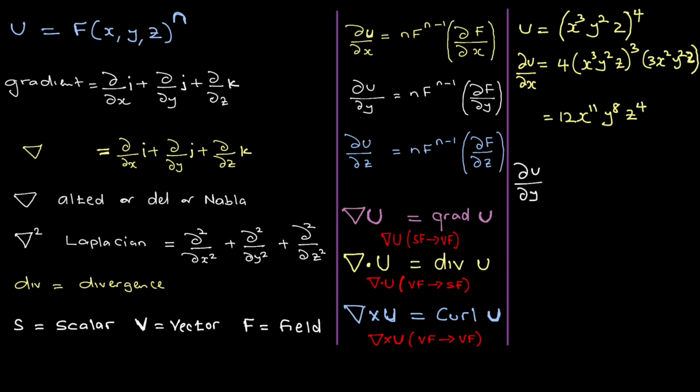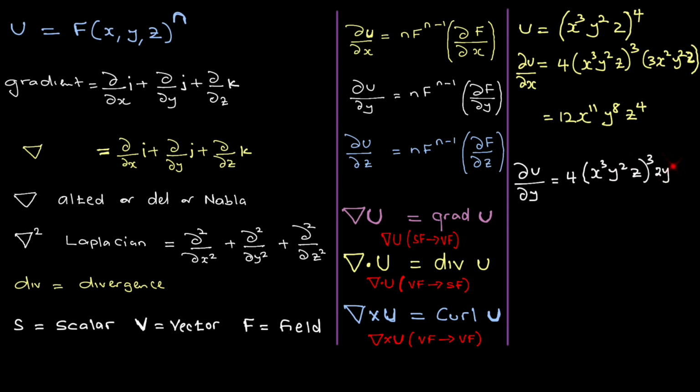Let's try this. Differentiate u with respect to y, keeping x and z constant. 4 times, you bring the 4 down, and then 4 minus 1, and then you get 3. And then you want to differentiate what's inside with respect to y, keeping that and that constant. So 2 down, then 2 minus 1, so you're going to get 2y minus 1.